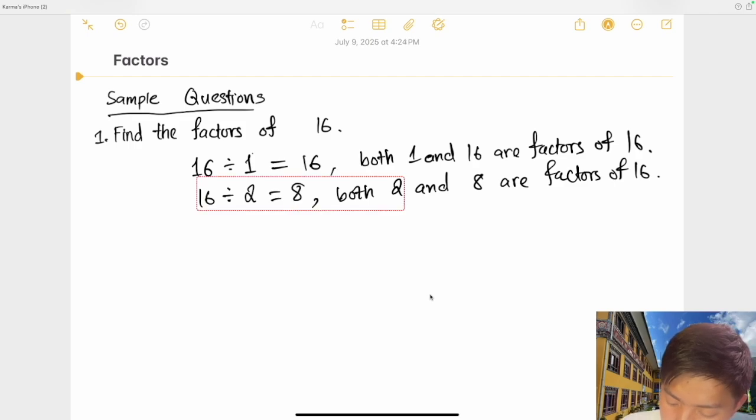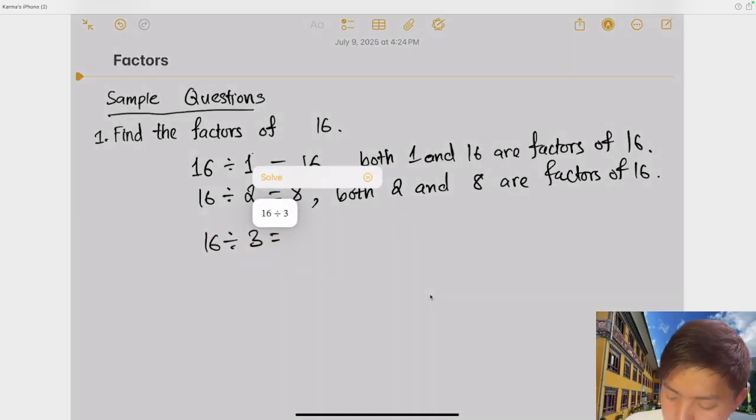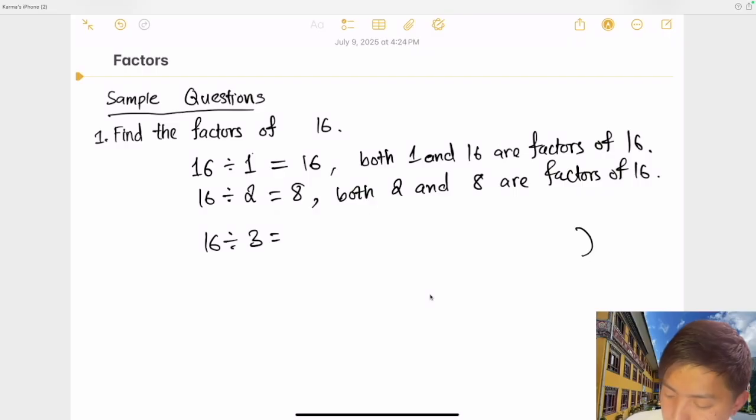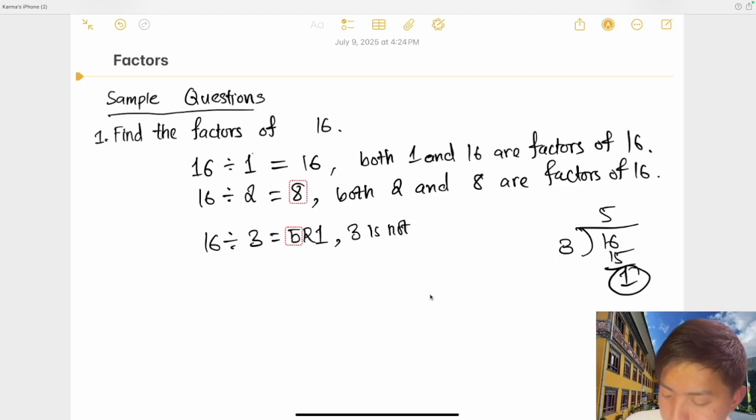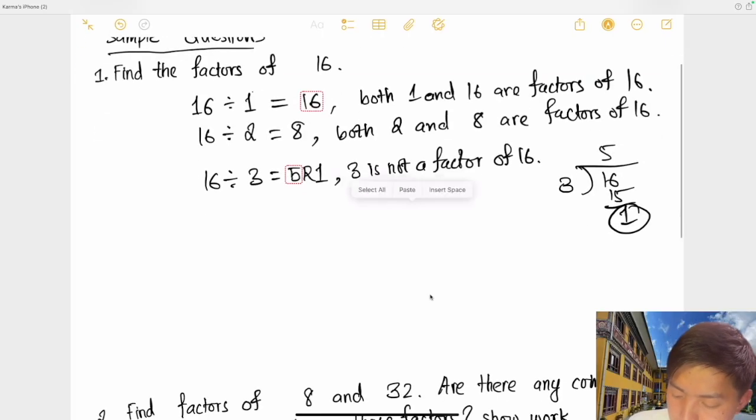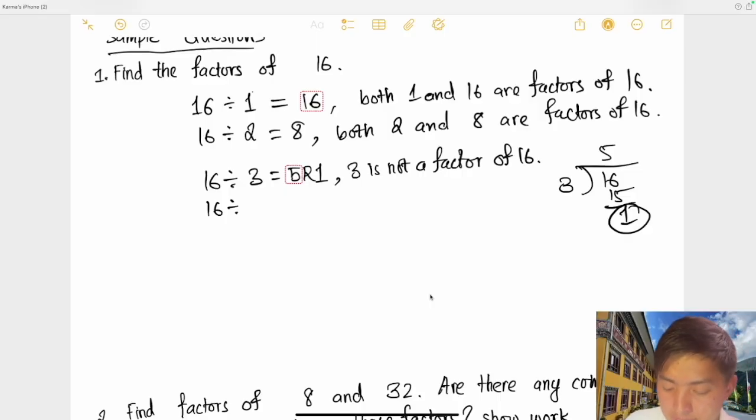And the next number after 2 will be 3. Now in this case it is not directly divisible, so we have to use the division method here on the side. We know 3 times 5 is 15, and you're left with 1 as remainder. So it's 5 remainder 1. Since there is a remainder, 3 is not a factor of 16. The next number after 3 is 4.